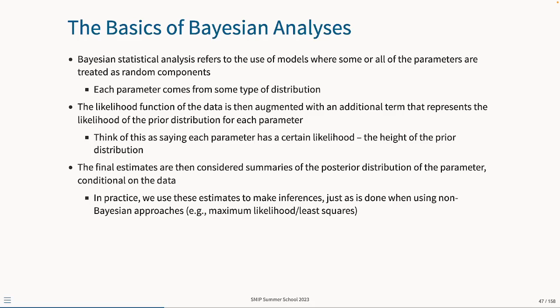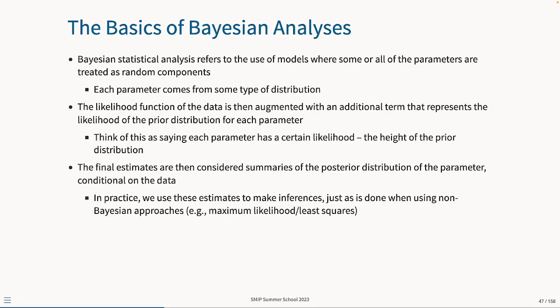Think of this as saying each parameter has a certain likelihood. You have a belief as to what that parameter might be, right? So if I have this measurement model that I just estimated, and I believed each of the item discriminations to be bigger than 1, I might pick a prior distribution to put that belief into place. Final estimates then, when we complete our Bayesian analysis, are summaries of a posterior distribution.